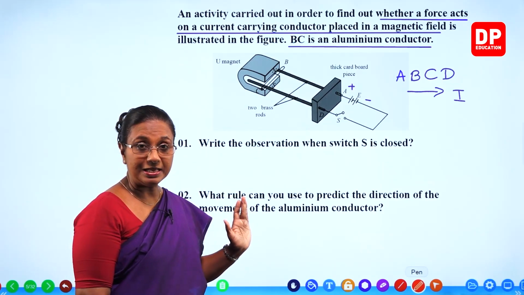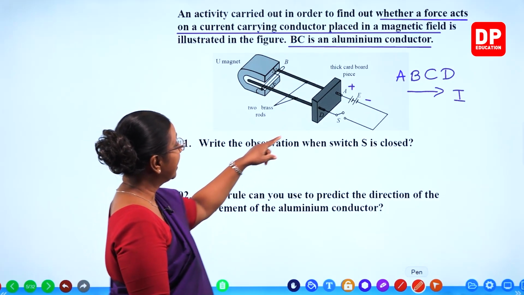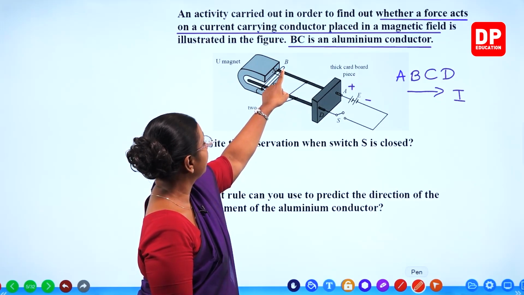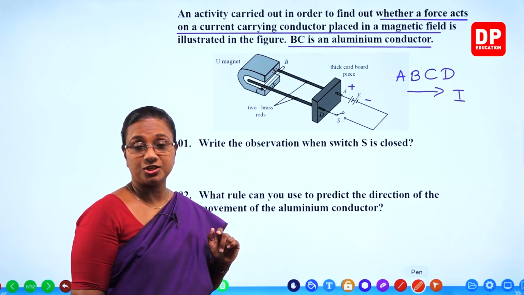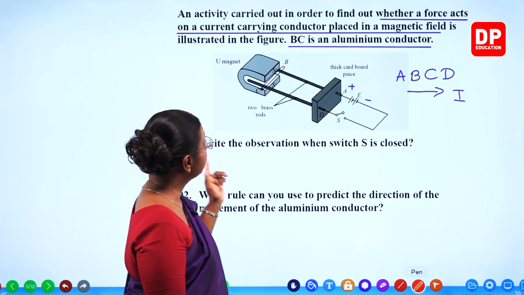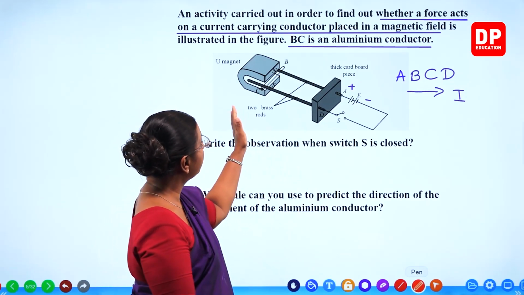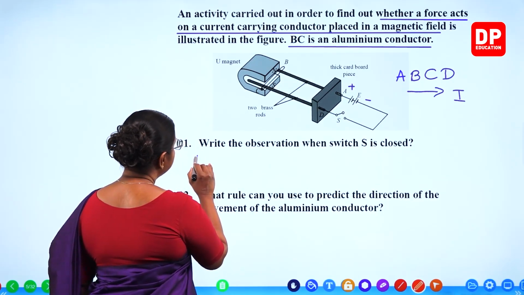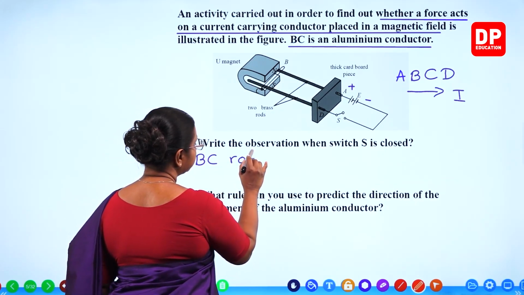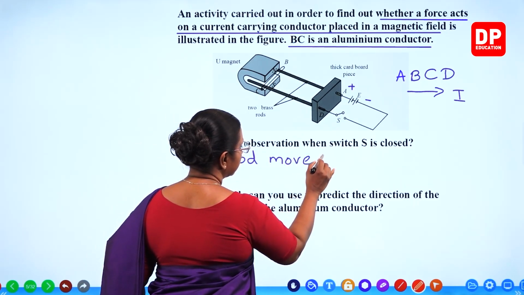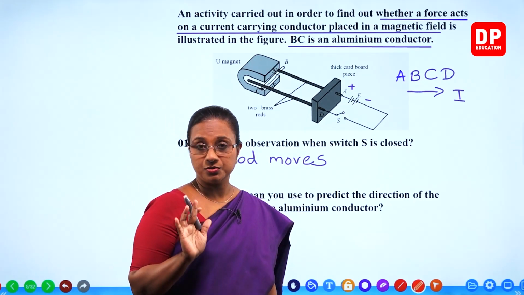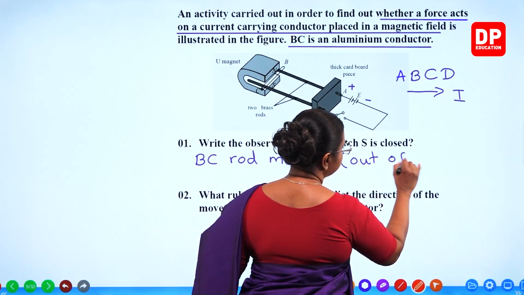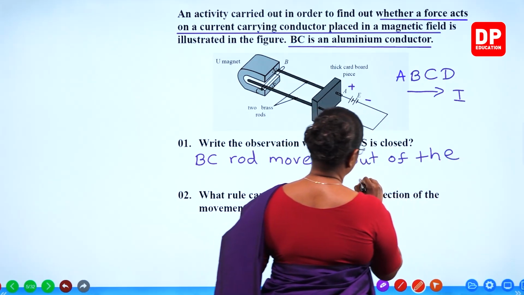That is what you will see, but from experience you all know that when the current flows through the conductor BC, it is going to flow from B to C direction. So of course, the rod will move outwards, out of the magnet or away from the magnet. So you can say the BC rod moves. If you write that itself, it is okay. Otherwise, you can say out of the magnet.